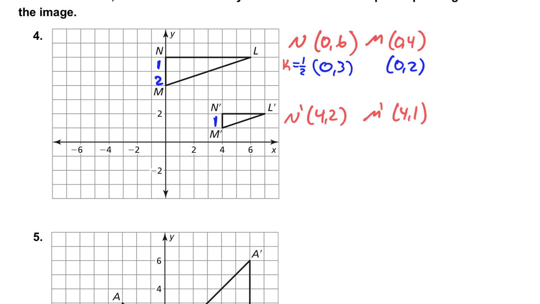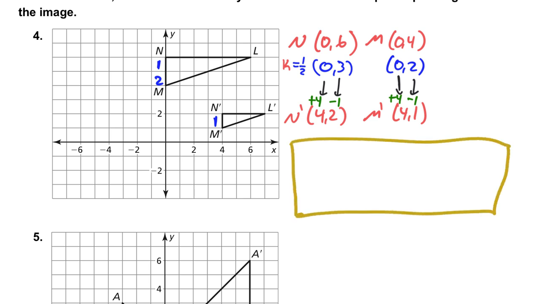Now I want to think, how do I get from 0 to 4 and 3 to 2? That also works to get from 0 to 4 and 2 to 1. So 0 to 4 looks like I was able to add 4, which works over here if I add 4. And then from 3 to 2 is -1, 2 to 1 is -1. So I have a rule that says, oh, I can add 4 to every x and subtract 1 from every y.